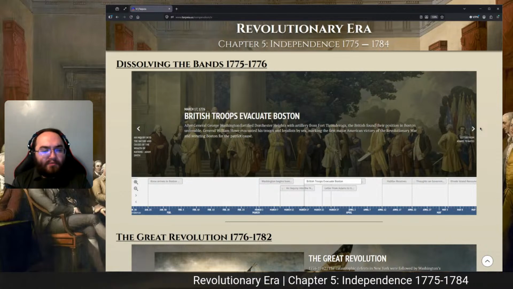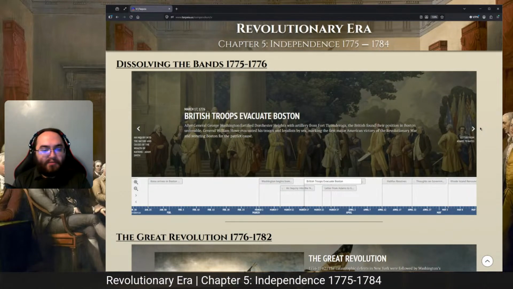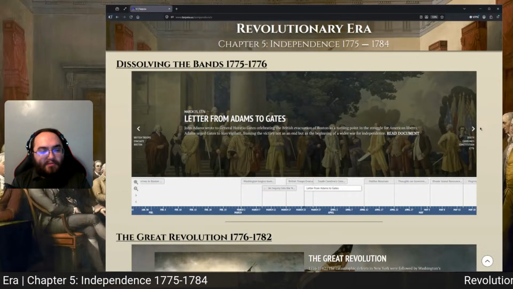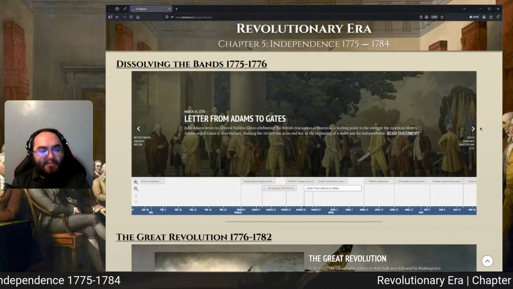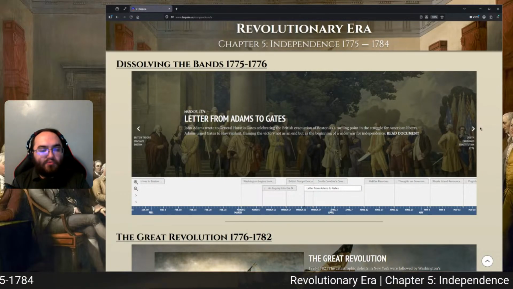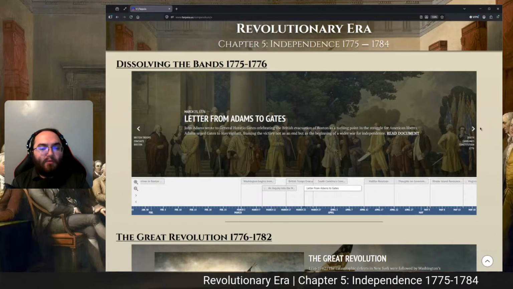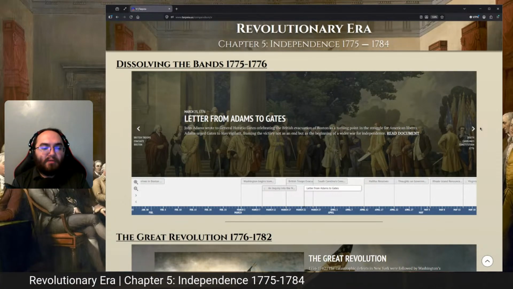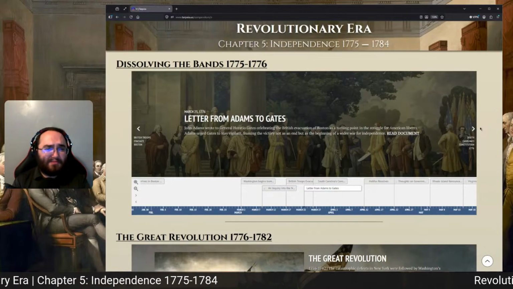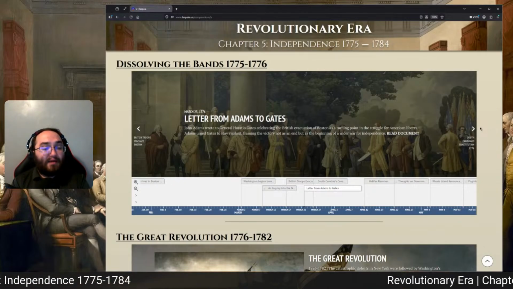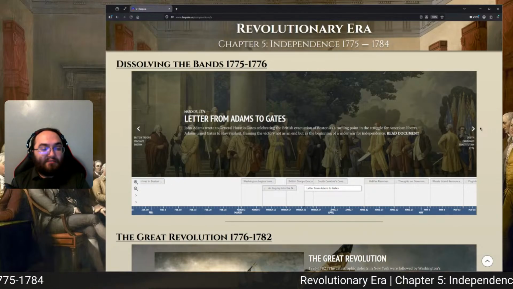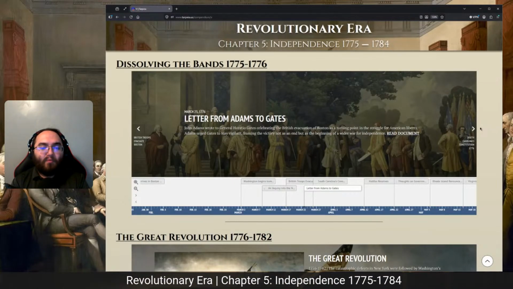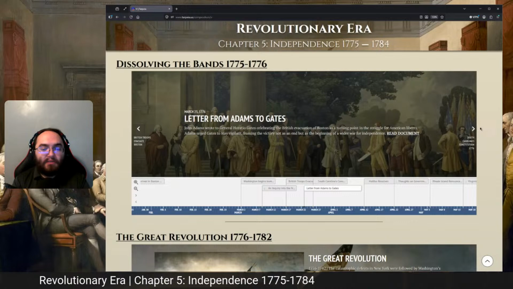The British troops evacuate Boston because Washington is bombarding the city. There's a letter from Adams to Gates. John Adams wrote to General Horatio Gates, celebrating the British evacuation of Boston as a turning point in the struggle for American liberty. There's going to be lots of turning points. Adams urged Gates to stay vigilant, framing the victory not as an end, but as the beginning of a wider war for independence.